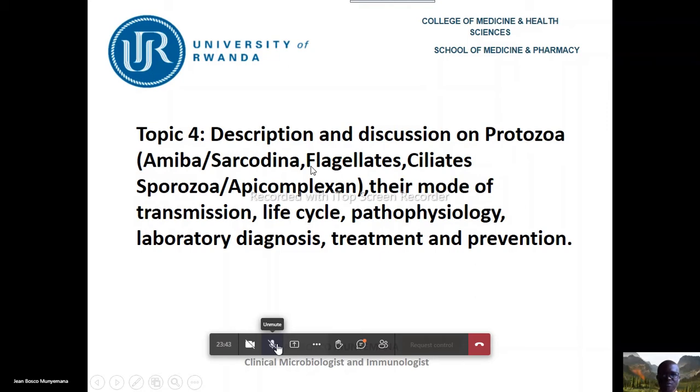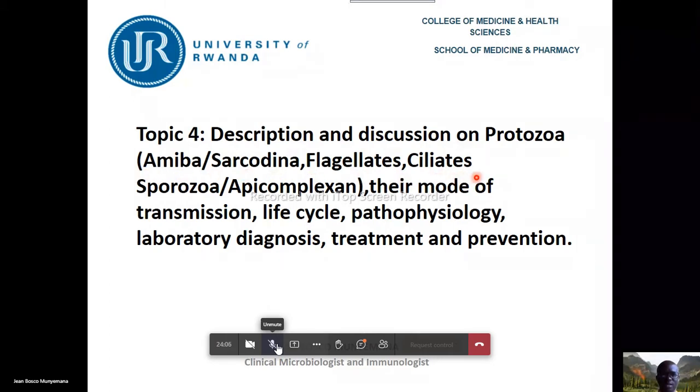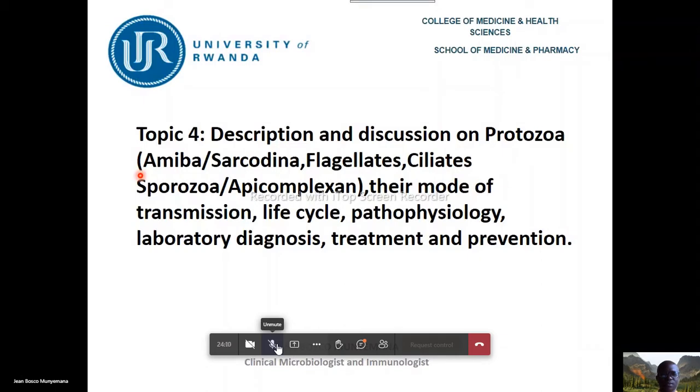We have four groups. We have what we call amoeba. Amoeba are also called sarcodina. We have flagellates, we have ciliates, and we have sporozoa or apicomplexa. Those protozoa were classified according to their locomotive appendages or their movement ability. Amoeba or sarcodina move by pseudopodia. Pseudopodia are the way the amoeba moves.